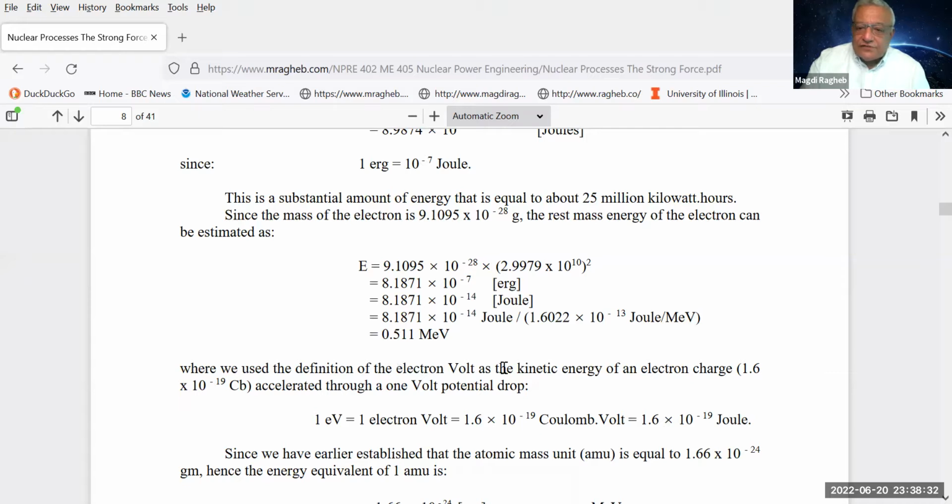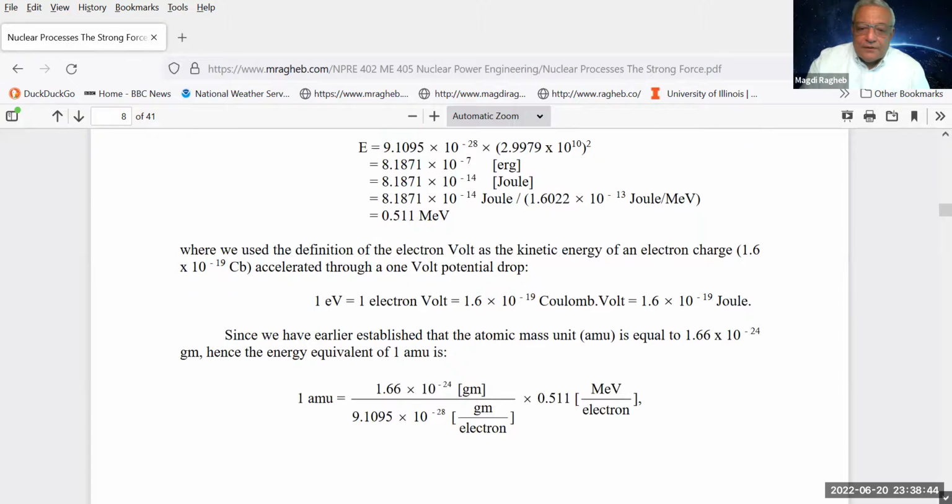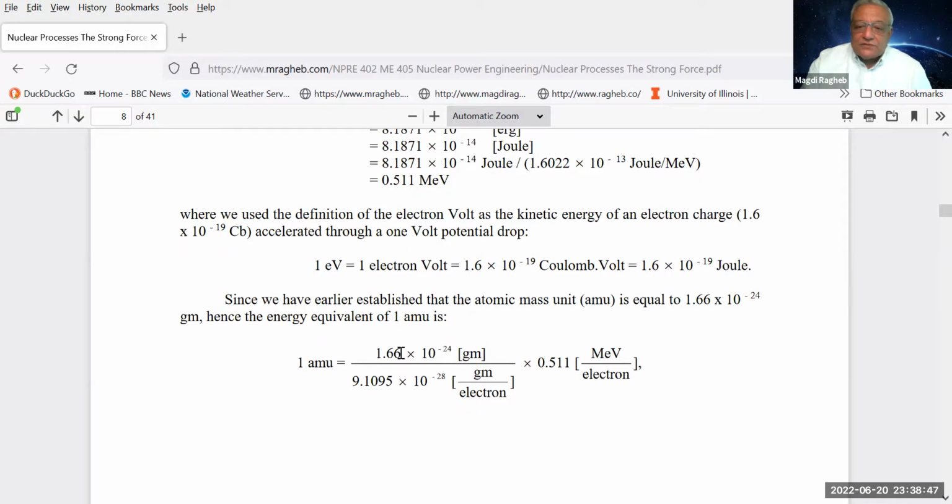We use the definition of the electron volt as the kinetic energy of an electron charge, 1.6 10 to the minus 19 coulomb, accelerated through 1 volt of potential drop. And we defined earlier the atomic mass unit as 1.66 10 to the minus 24 grams. So the energy equivalent of 1 atomic mass unit is 1.66 10 to the minus 24 gram divided by that 9.1 10 to the minus 28 mass for 1 single electron, and multiplied by the 0.51 value of the mass of the electron.